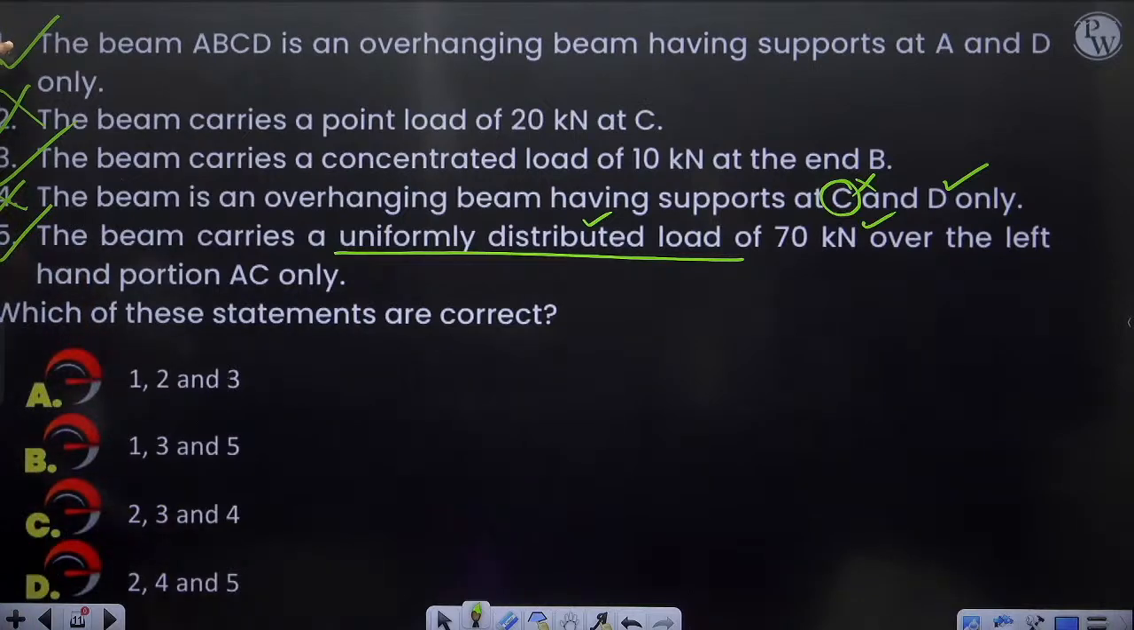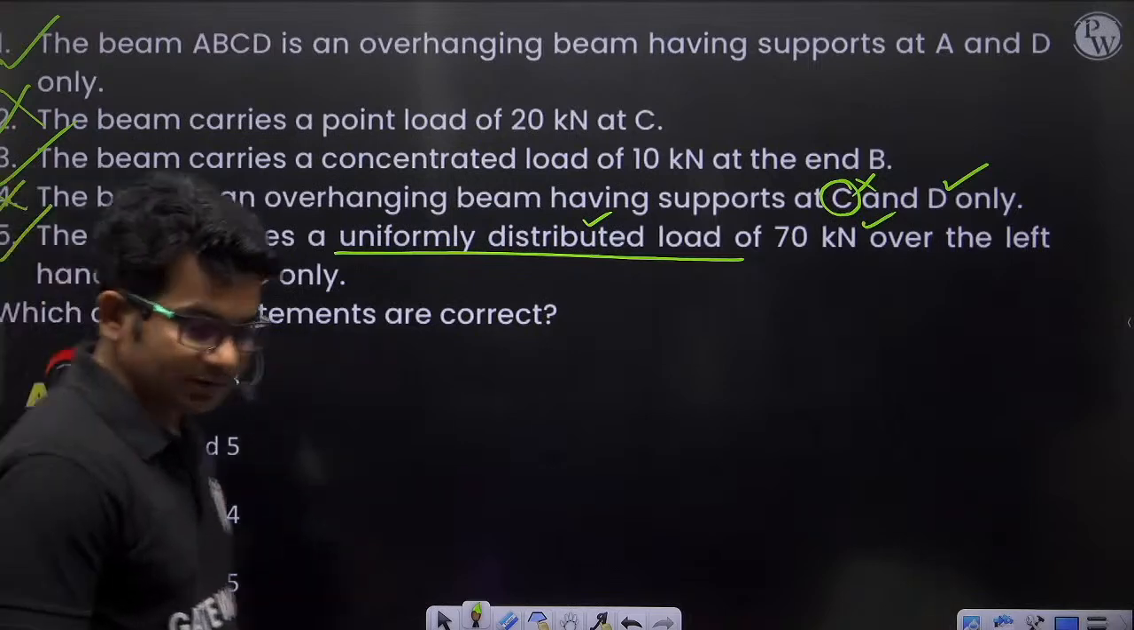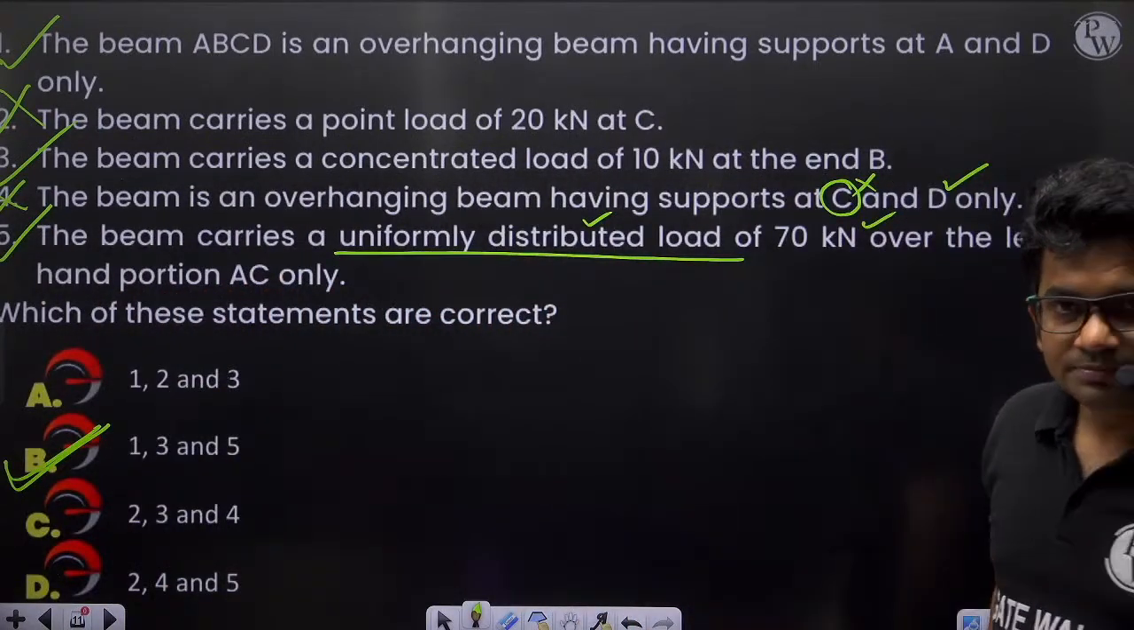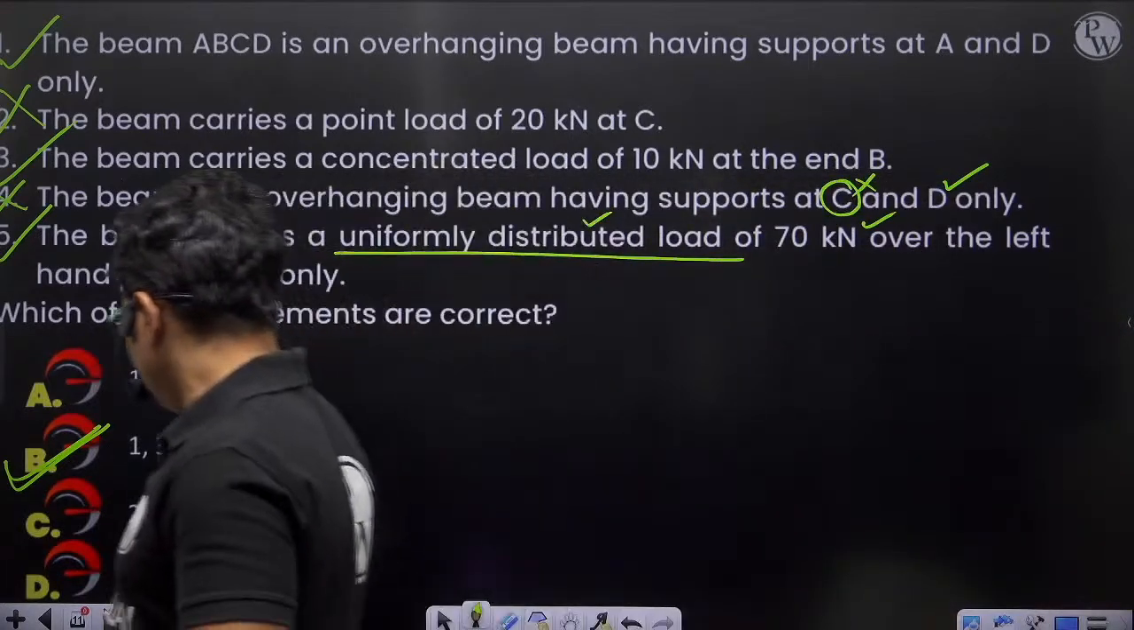So our correct options are 1, 3 and 5. Option B is the correct answer. Clear to everyone? Any doubt? No doubt? Let's move on to the next.